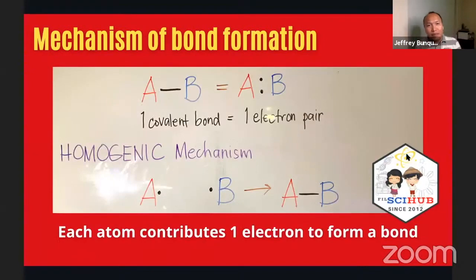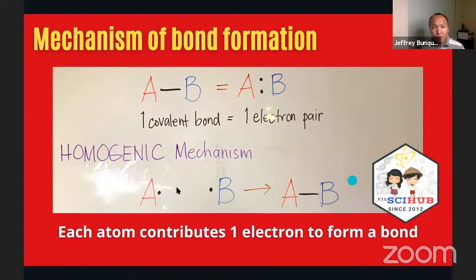Okay, so ang sabi natin kanina, we'll talk about the fundamentals of bond formation and bond breaking or cleavage. So ang una muna po natin i-cover is bond formation. So paano ba nagpo-form ang bond between two atoms? So there are two different ways by which a covalent bond can form. So the first of which is what we call a homogenic mechanism. So in the homogenic mechanism of covalent bond formation, what happens is that each of the atoms participating in the covalent bond will actually contribute one electron.